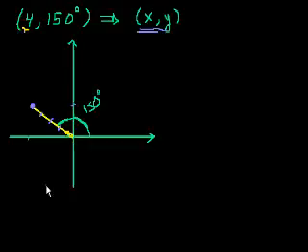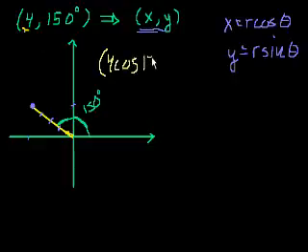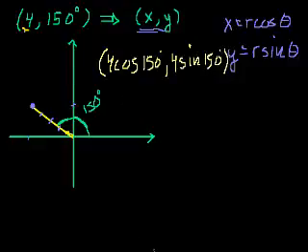So what are the tools that we came up with in the last video? Well, we came up with x is equal to r cosine theta, and that just fell out of SOHCAHTOA, nothing fancy there. And y is equal to r sine theta. So x is r cosine theta. So r is 4, so it's 4 cosine of 150 degrees. And then the y is r, which is 4, times sine of 150 degrees. And now we can get the calculator out.